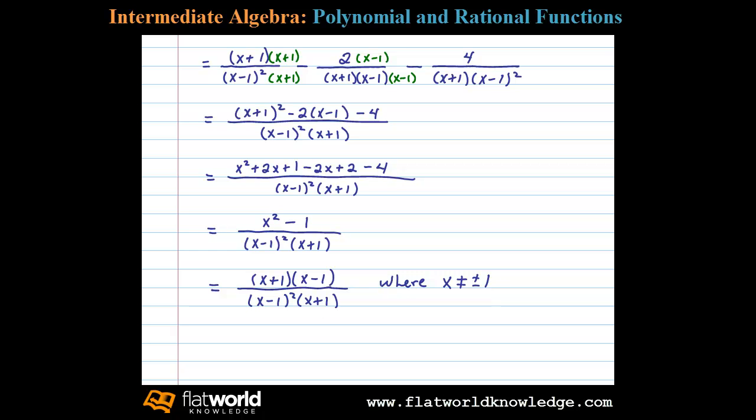Now at this point we will cancel. The factor x plus 1 divides out, and the factor x minus 1 divides out. And when the entire numerator divides out, we're always left with a factor of 1. And so therefore we have 1 over x minus 1. The original expression simplifies to this, where x is not equal to plus or minus 1.